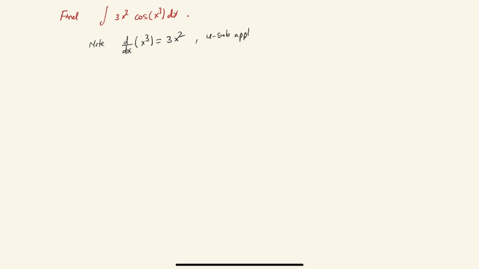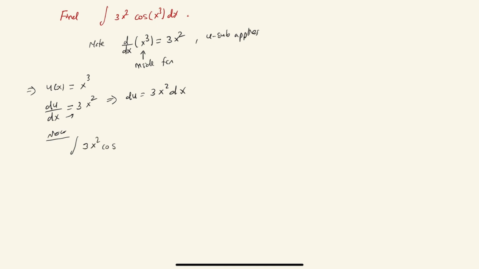Therefore, u-substitution applies. And the inside function is going to be equal to x cubed. So u of x is going to be equal to x cubed. du over dx is going to be equal to 3x squared. Now I'm going to move dx to the other side. Now we are ready to make the u-substitution. So for the integral on the top, I'm going to arrange that. I'm going to bring 3x squared in front of dx.